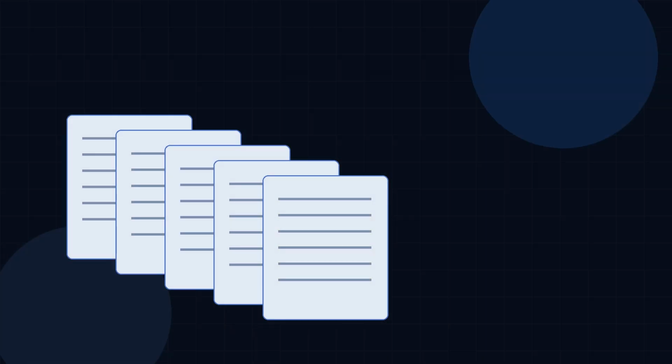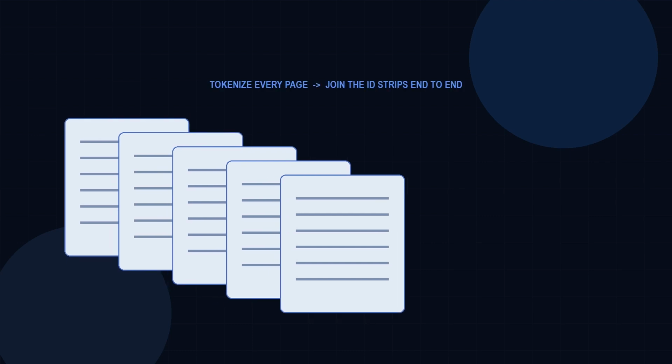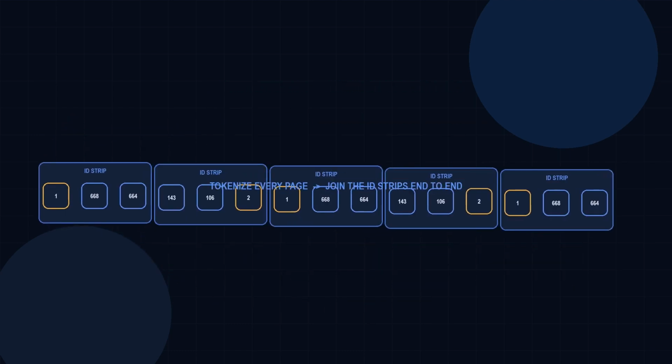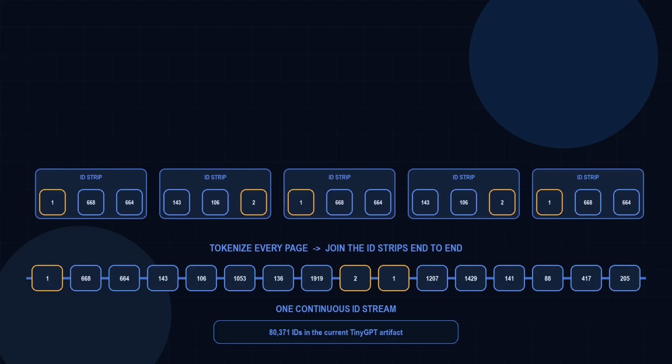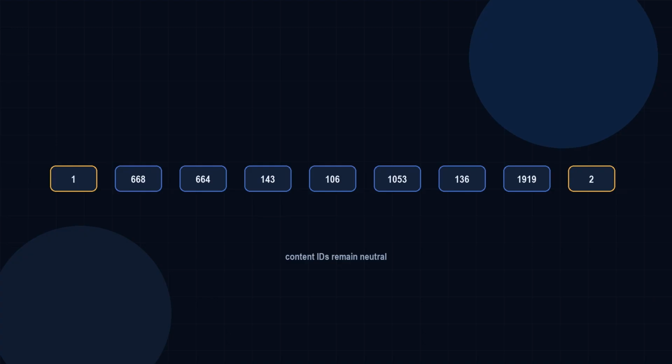And here's how it plays out in practice. When you train a model on a textbook or any corpus, you don't feed it one chapter at a time. You take all the text, tokenize it, and then concatenate the IDs into one very long stream of integers. For our TinyGPT, that stream might look like this. The ones are BOS tokens, the twos are EOS tokens, and everything in between is the encoded text.